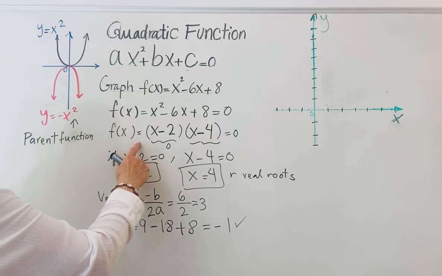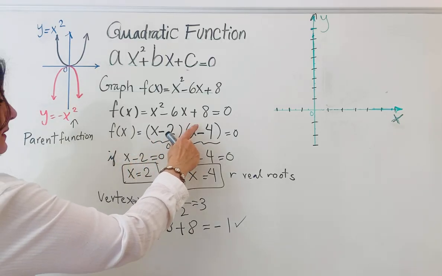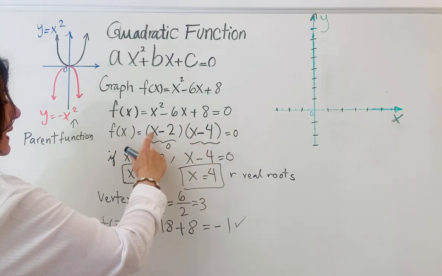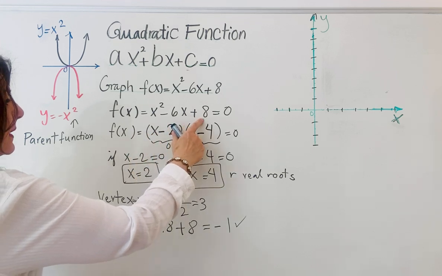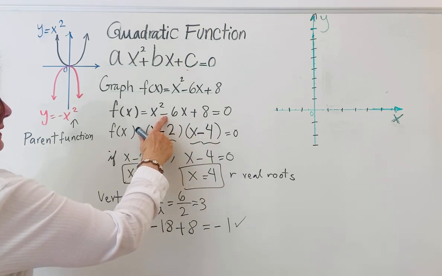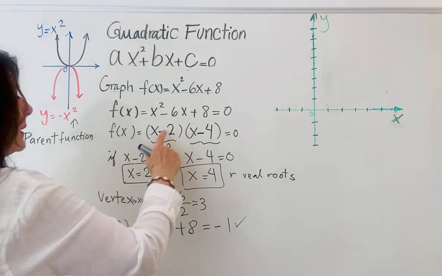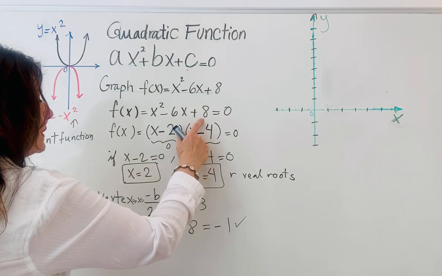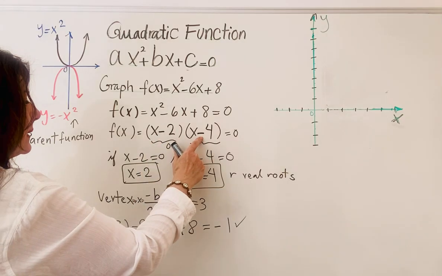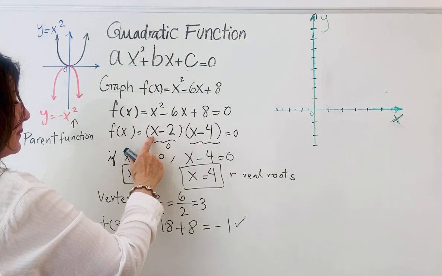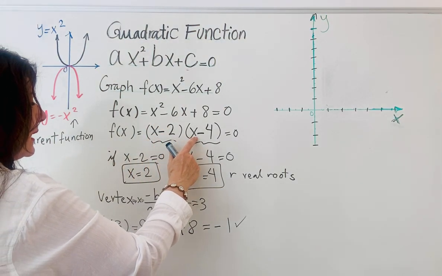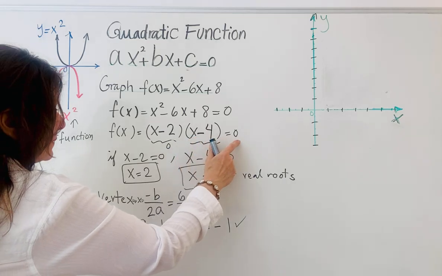f of x can be factored into two parentheses. This is positive, so the addition is negative, so both must be negative. The multiplication of these two numbers gets 8, and the addition gets negative 6. It can be x minus 2, and the other one x minus 4, equals 0.